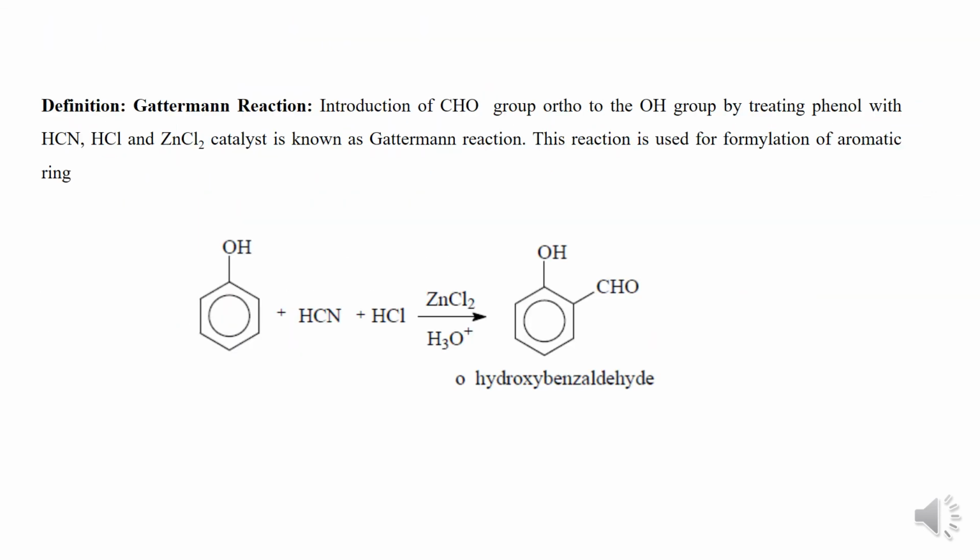So the introduction of a CHO group ortho to the OH group of phenol with HCN, HCl and ZnCl2 catalyst is known as Gattermann reaction. So this is the Lewis acid. This reaction is called the formylation of aromatic ring. Formylation in the sense, addition of a CHO group, an aldehyde group, is called formylation. Remember, ortho-hydroxybenzaldehyde is the main product.